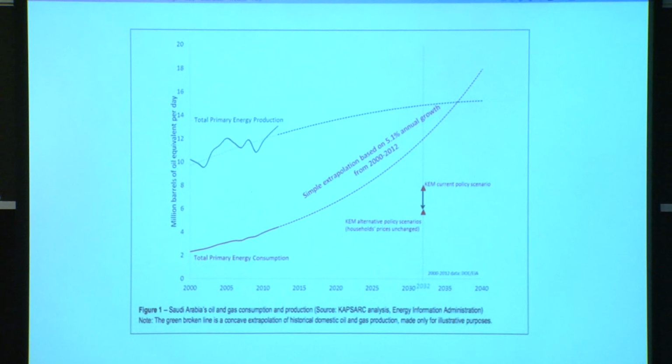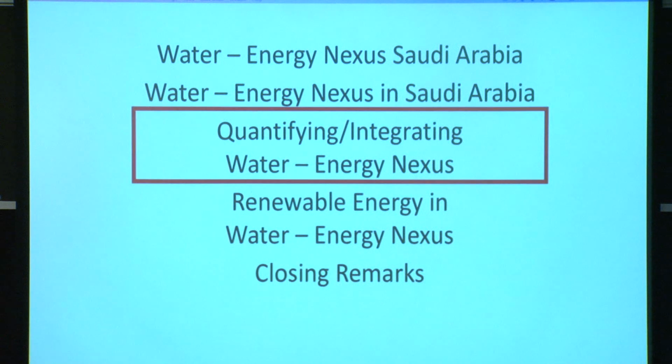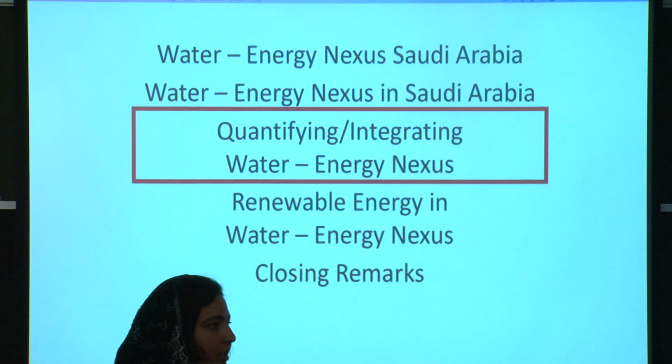However, if we look at this plot, we can see that from now until 2040, with the current policy, if it hasn't changed, the production of energy will not be able to cover the demand. This means that we have to look into more sustainable resources in order to produce more energy to fulfill the demand. So in order to do that, we need some tools to help us quantify the amount of water that we need in order to produce more energy.